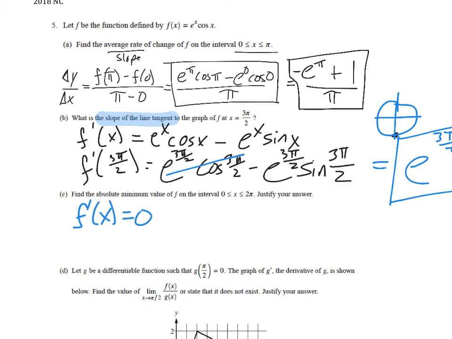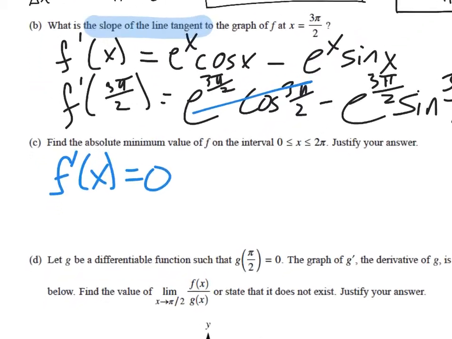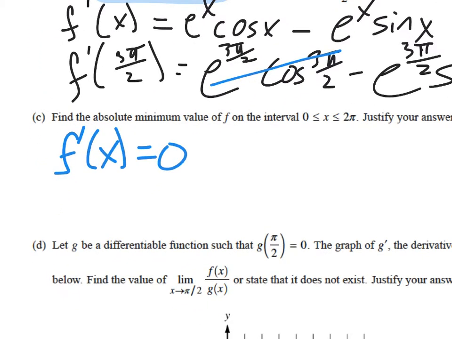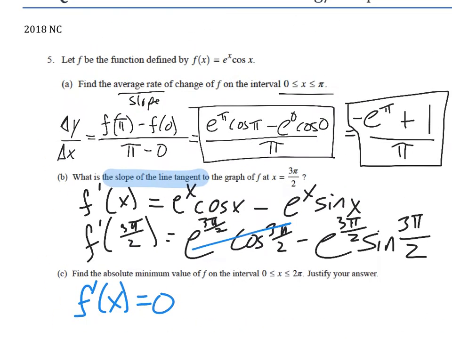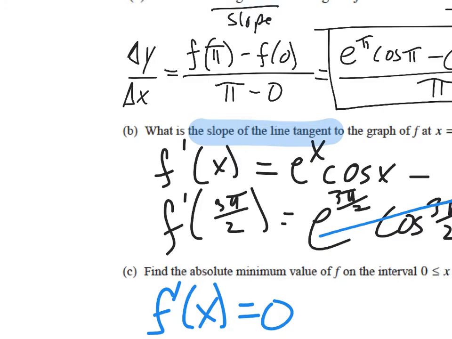Anytime you have an extrema question, we're looking for a minimum or maximum. It's a good idea to write that down right away. Keep in mind what you're doing, all right? Write down the concept here. We wanted the average rate of change. Write that down right away. Here we wanted the slope of the tangent line, f prime of x. Write that down right away.